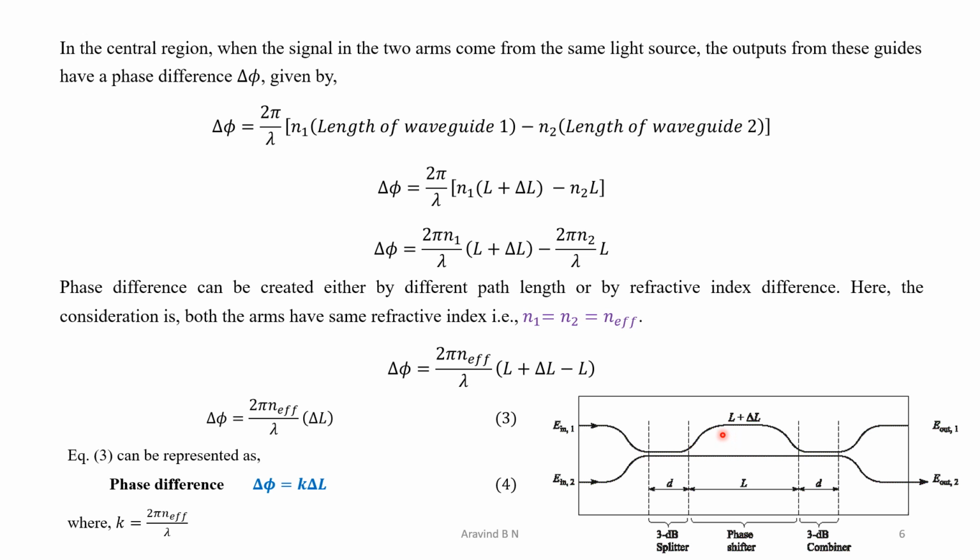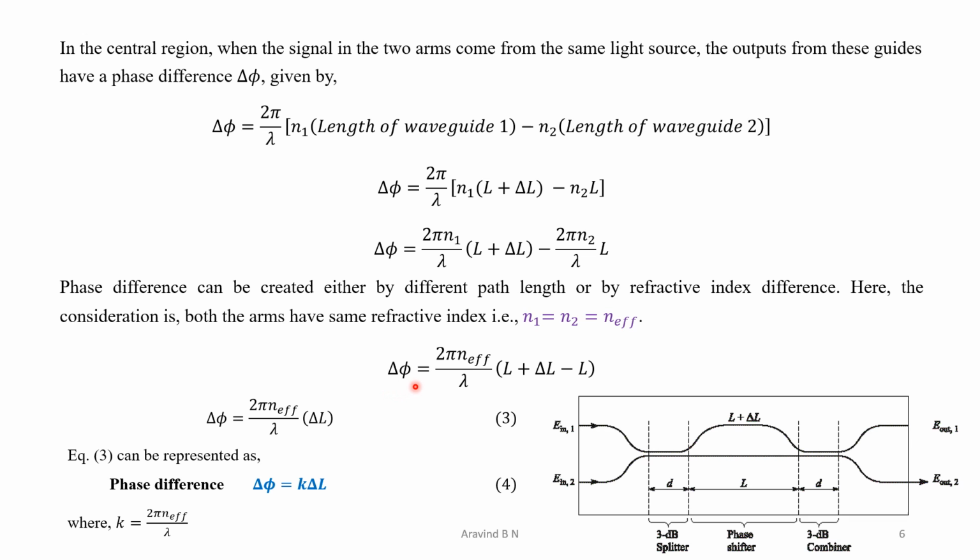Therefore, the refractive index of both waveguides remains the same. That is, N1 is equal to N2 is equal to N effective. They are going to have the same refractive index. Therefore, in place of N1 and N2, we are going to have a substitution, N effective. Then 2 pi N effective by lambda on both of these two will become a common factor, and that is what is being written over here.